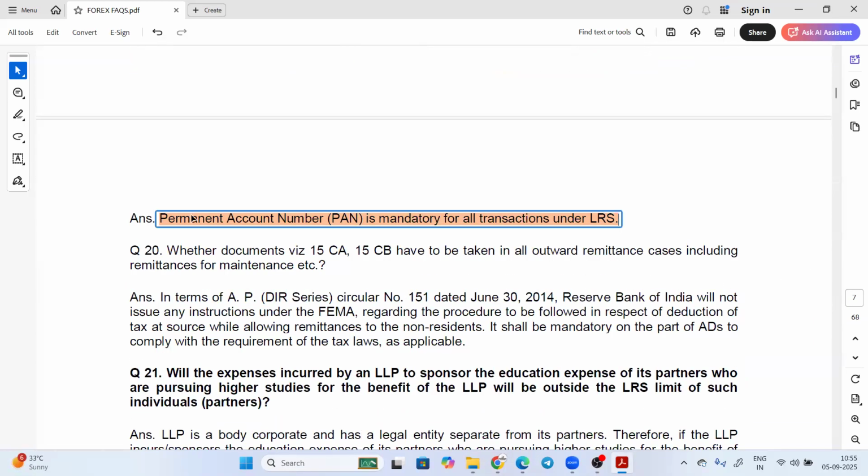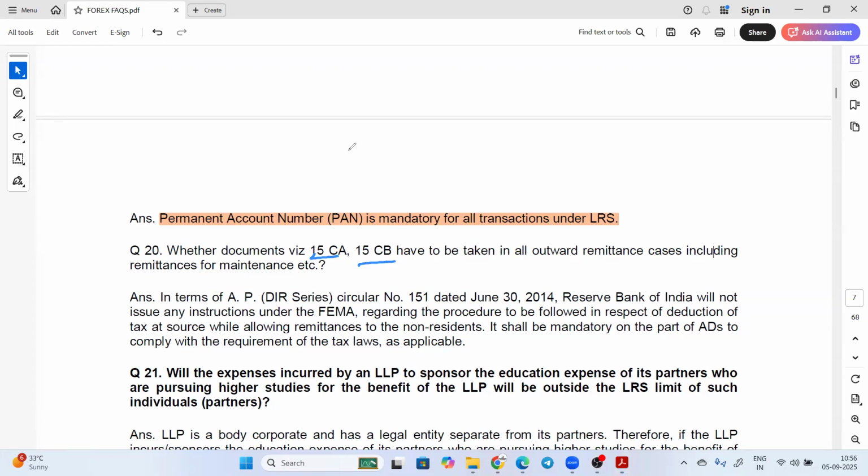So question number 20, whether Form 15 CA/CB has to be taken in all outward remittance cases, including remittance for maintenance. So in terms of APDIR series circular number 151, dated 30th June 2014, RBI will not issue any instruction under FEMA regarding the procedure to be followed in respect of deduction of tax at source while allowing remittance to non-residents. It shall be mandatory on part of AD to comply with the requirement. So they are saying that related to Form 15 CA/CB.